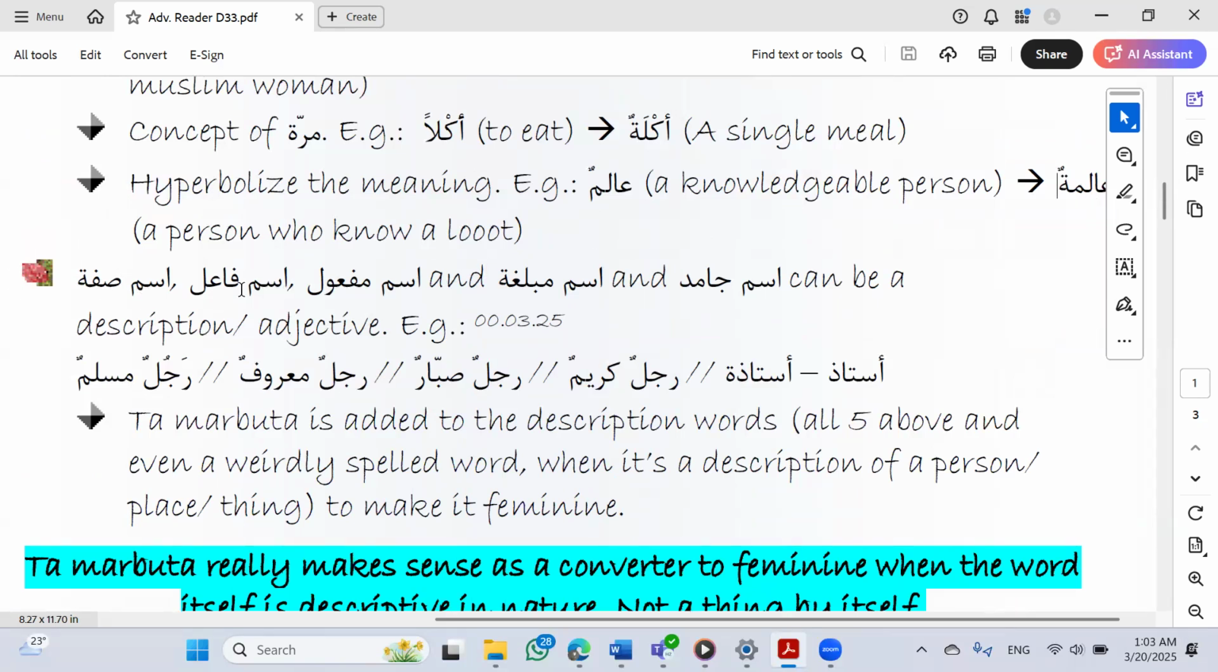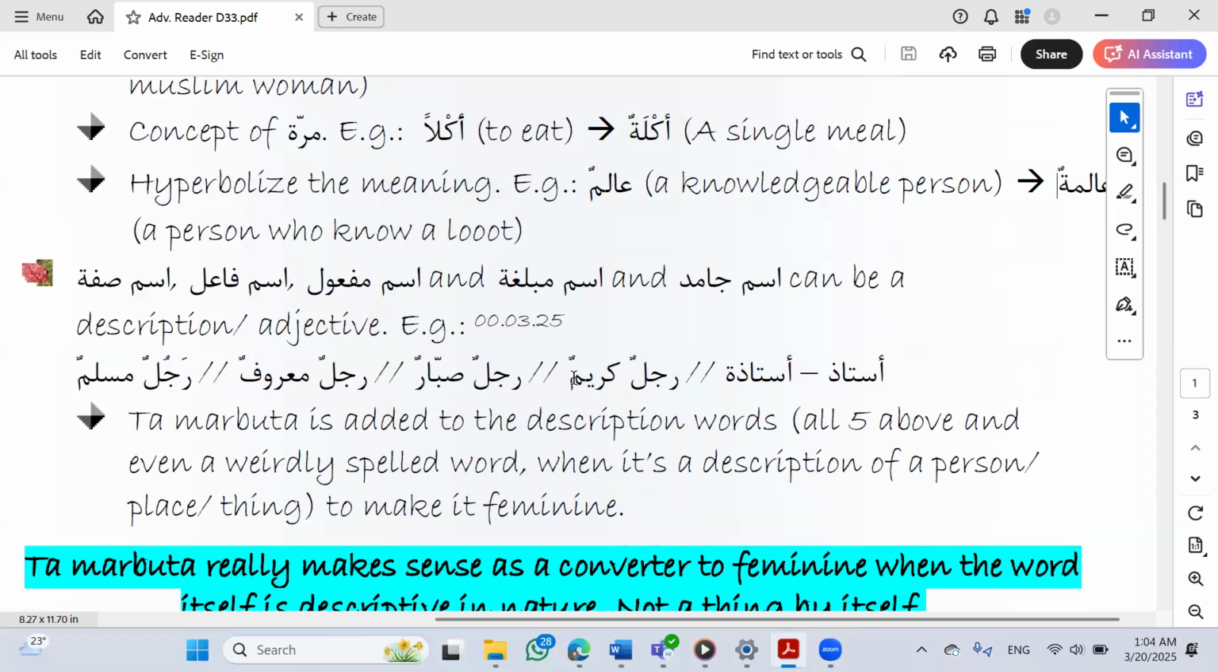So ism sifa, ism fa'il, ism maf'ul, ism mubalaghah, and ism jamid can even be a description or adjective. For example, ustad becomes ustada, rajulun karimun. So this is all mausuf sifa. Rajulun karimun, rajulun sabbarun, rajulun ma'rufun, rajulun muslimun. So these are mausuf sifah cases. So marbuta is added to the description words, all five above, and even a weirdly spelled word, when it is a description of a person or place or thing, to make it feminine. Wait. All five above and even a weirdly spelled word when it is a description of a person.